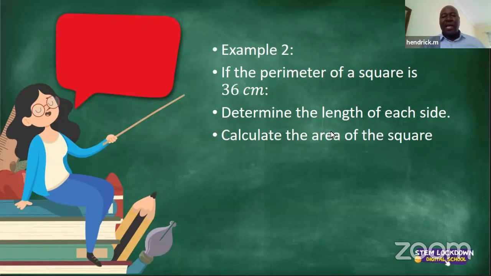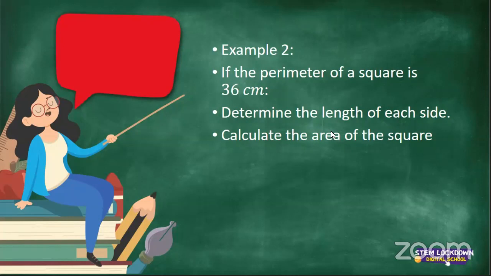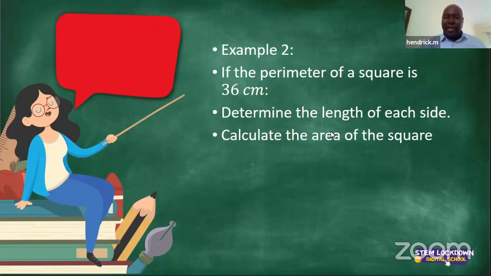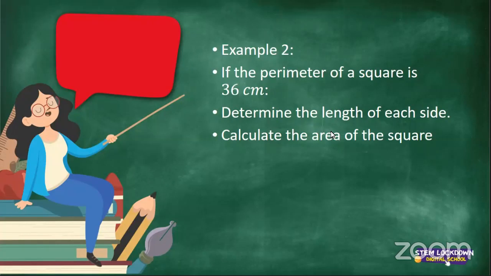Do you want to try the area as well? Yeah, the area is 36 centimeters. Okay. How did you find the area now? Because I times one side by 4, would give me 36. So 9 times 4.